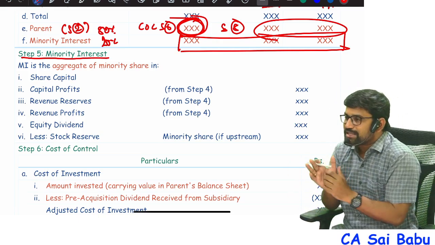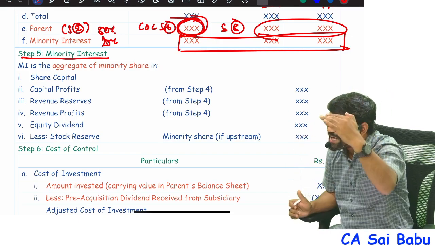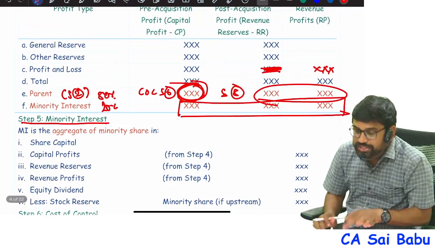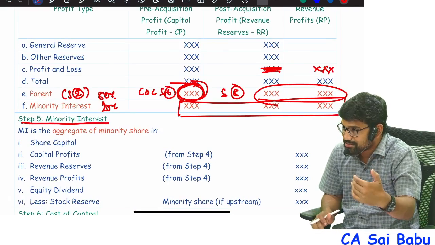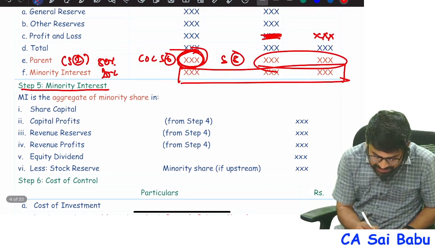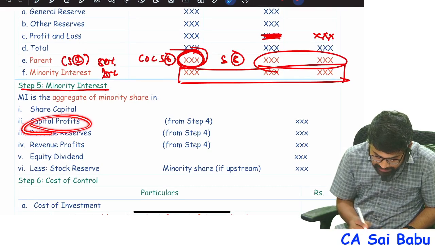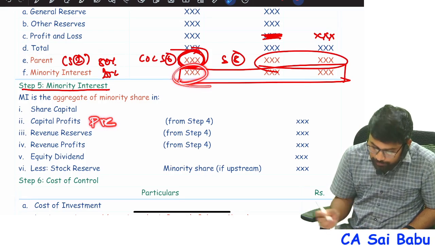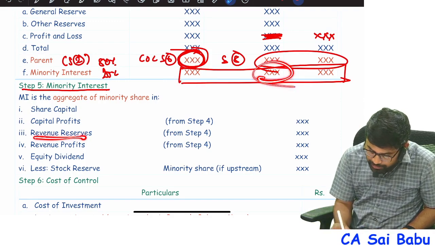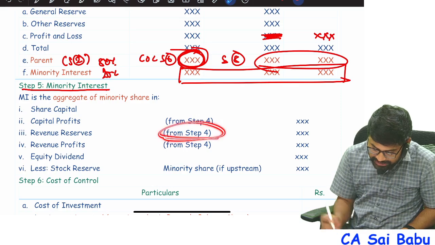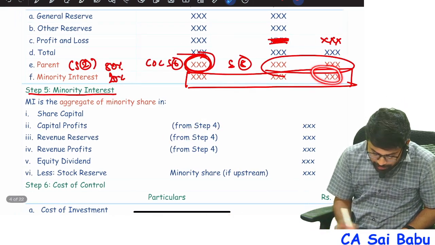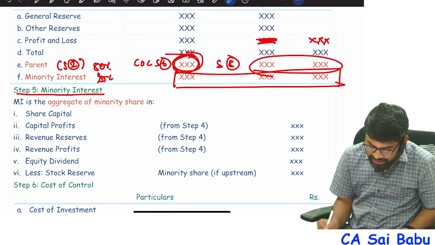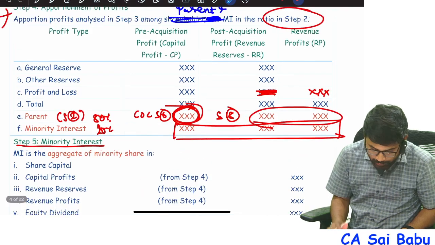Net assets can be ascertained in two ways, either assets minus liabilities or share capital plus reserves and surplus. Here, reserves and surplus are already divided into pre and post. So, in the pre and post-acquisition profits, what is the share of the minority interest? So, you add to minority shareholders. See this. That's why here you see capital profits from step number 4. Capital profits means pre-acquisition profits, minority interest share. Revenue reserve means post-acquisition profits, minority shareholders' share in step number 4. Revenue profit means, sorry, post-acquisition profits, minority shareholders' share. So it will be added. Okay.